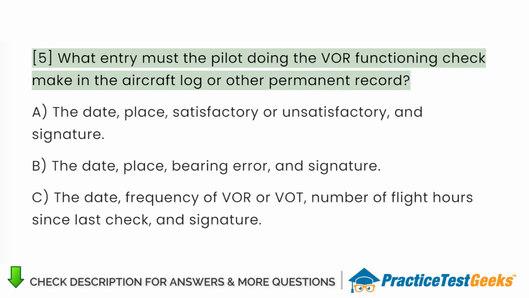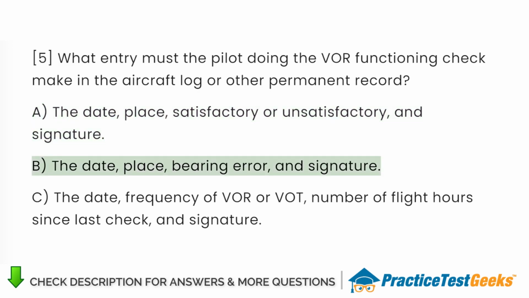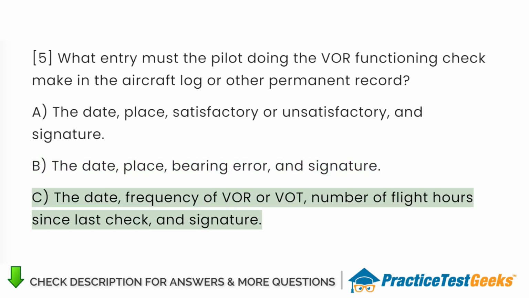What entry must the pilot doing the VOR functioning check make in the aircraft log or other permanent record? A. The date, place, satisfactory or unsatisfactory, and signature. B. The date, place, bearing error, and signature. C. The date, frequency of VOR or VOT, number of flight hours since last check, and signature.